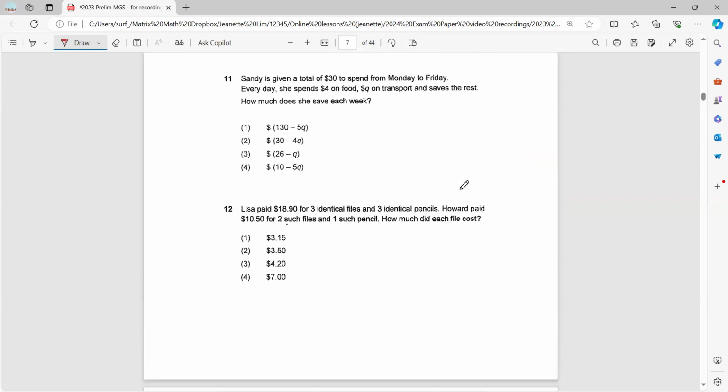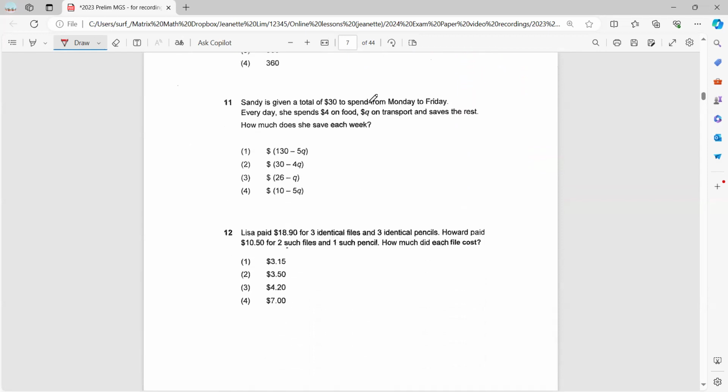Question 11. Sandy is given a total of $30 to spend from Monday to Friday. Every day she spends $4 on food, Q dollars on transport and saves the rest. How much does she save each week? So we're looking for each week.